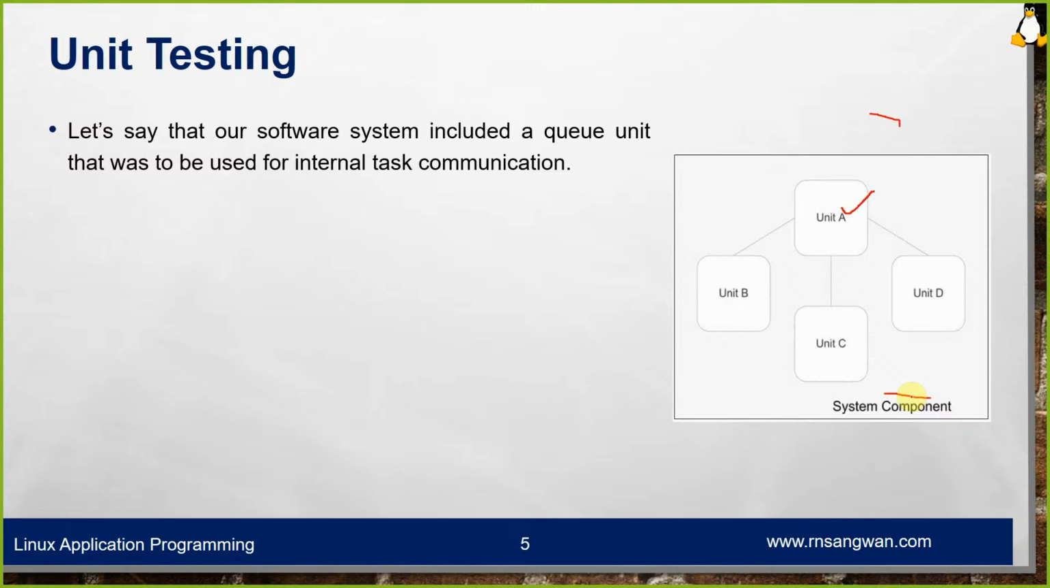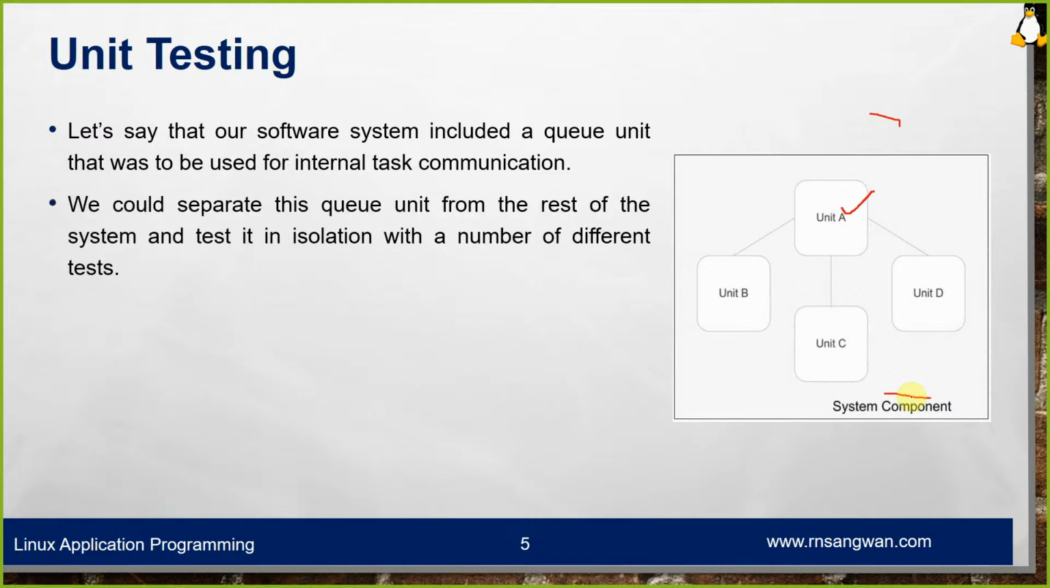Let's say that our software system includes a queue unit that was to be used for internal task communication. We could separate this unit from the rest of the system and test it in isolation with a number of different tests, like the behavior of the queue itself. What kind of data is it expecting? Are we sending the same kind of data that it expects?